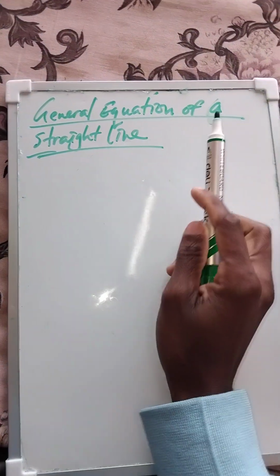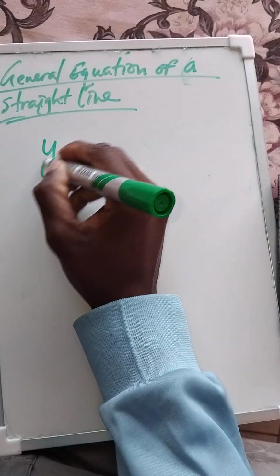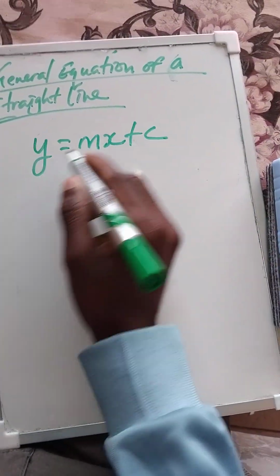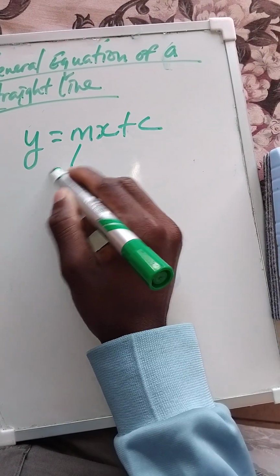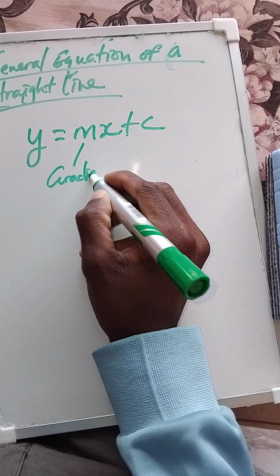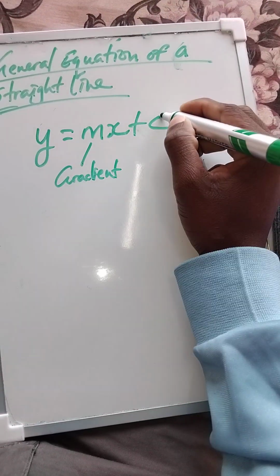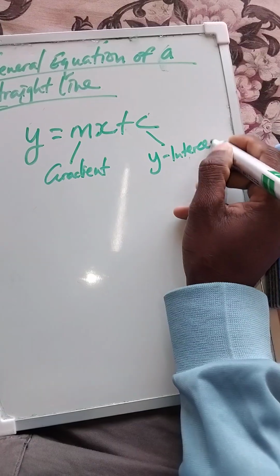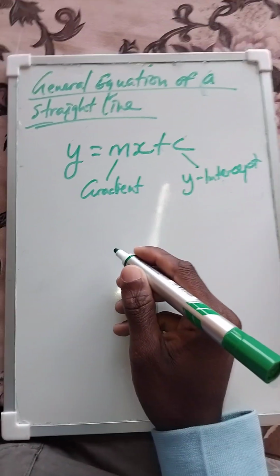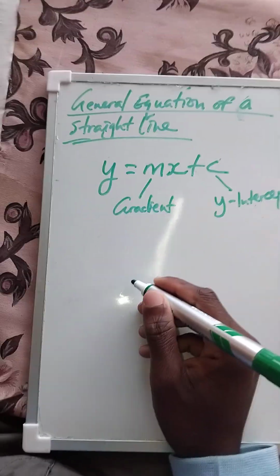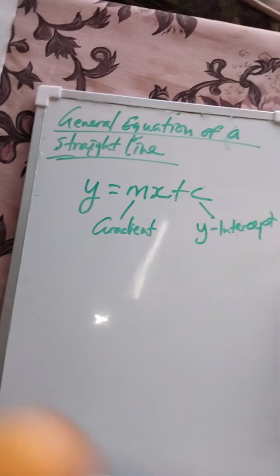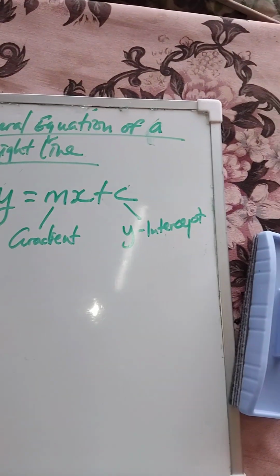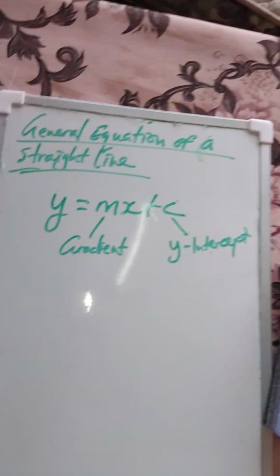Next we have the general equation of a straight line. The general equation of a straight line is y equals mx plus c, where m is the gradient and c is the y intercept.